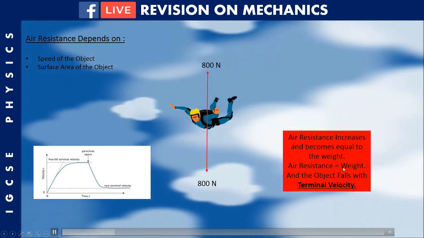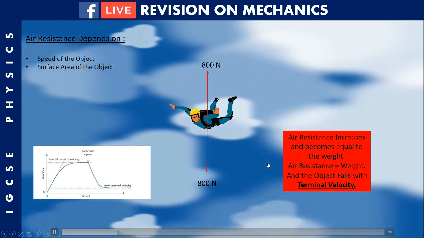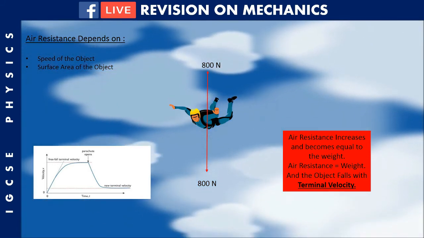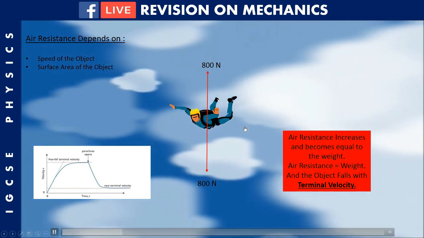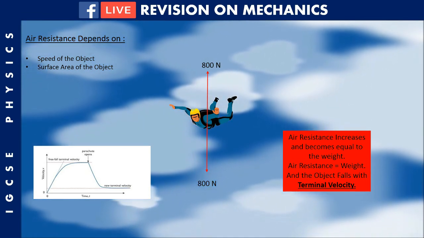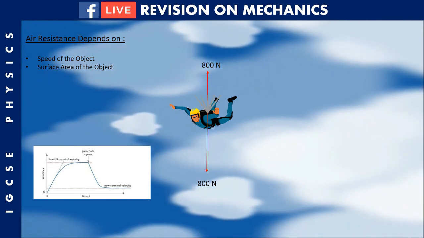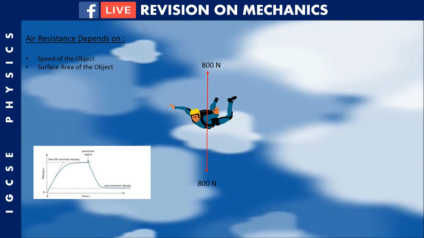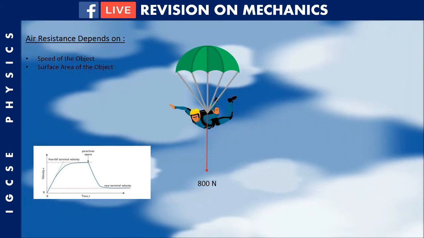Air resistance equals weight, and according to Newton's first law, when all the forces acting on an object are balanced, the object will fall with a constant velocity, right? In this case, the person will fall with a constant velocity, and this is known as the terminal velocity. The person is trained so that when he knows that he is falling at terminal velocity, he will open his parachute.